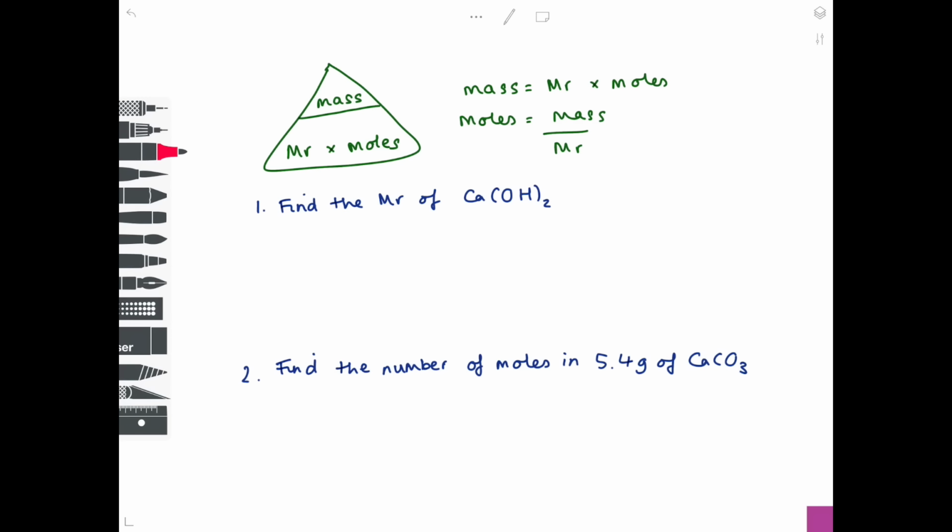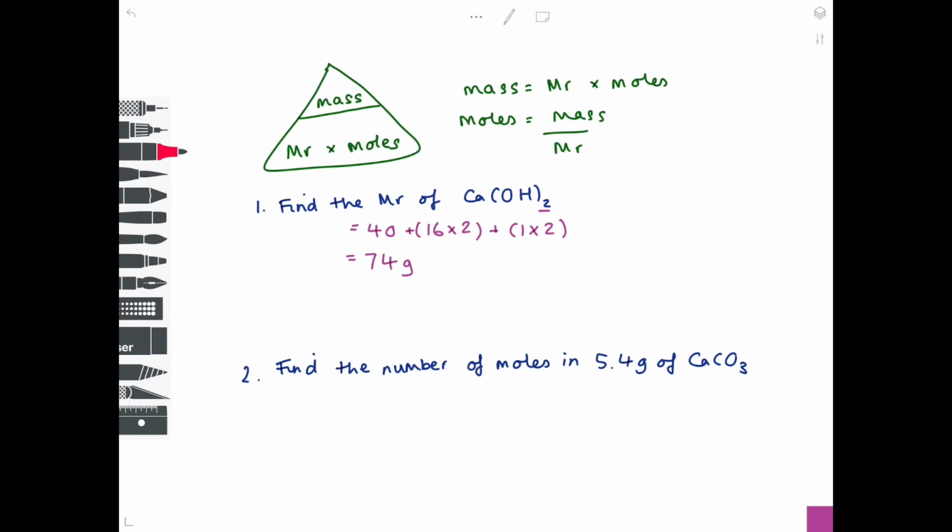First of all, we're just finding the mR of calcium hydroxide, and that's just a matter of looking up the various masses in the periodic table, the top number, and adding them all together. So if we have a look, we see calcium is 40, oxygen is 16, but we have to times it by 2 due to this small 2 here, and then we add hydrogen, which is 1, and again times it by 2. Pop that into your calculator, and you get an mR of 74 grams.